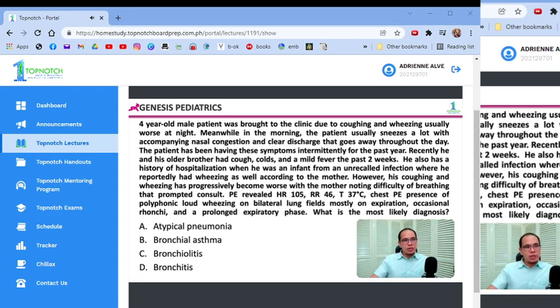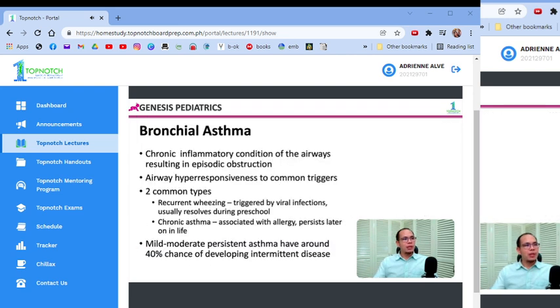Okay? And of course, your question here would be, could this be asthma, or could this be other types of diseases which will present as wheezing as well, such as bronchiolitis, diba? So given everything that has been said in this case, probably this is bronchial asthma. Okay? So it's a chronic inflammatory condition of the airways. How I explain this to my patients is that yung airways po ng bata, mas sensitive siya to triggers, okay? At ang nangyayari, nag-i-inflame, namamaga siya.